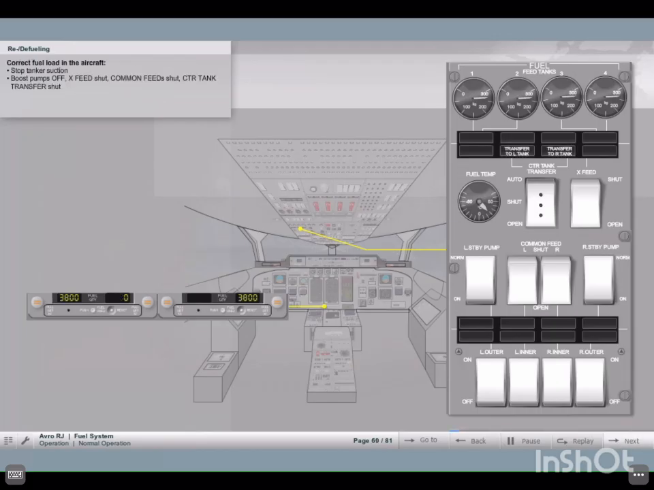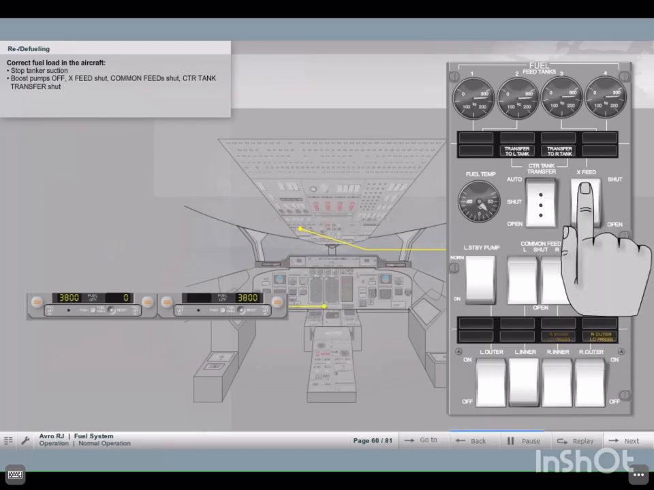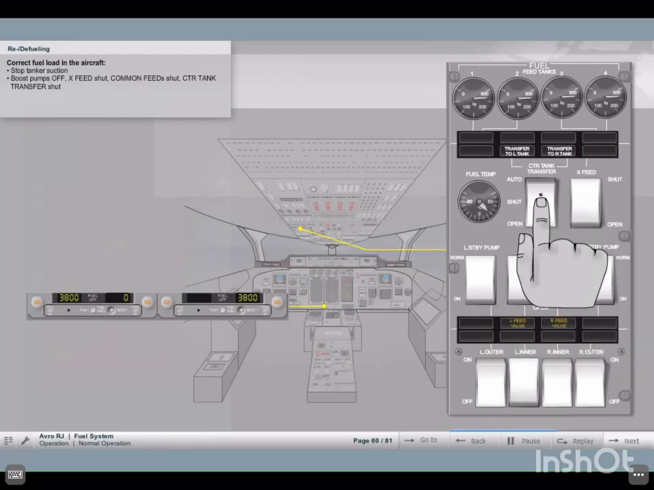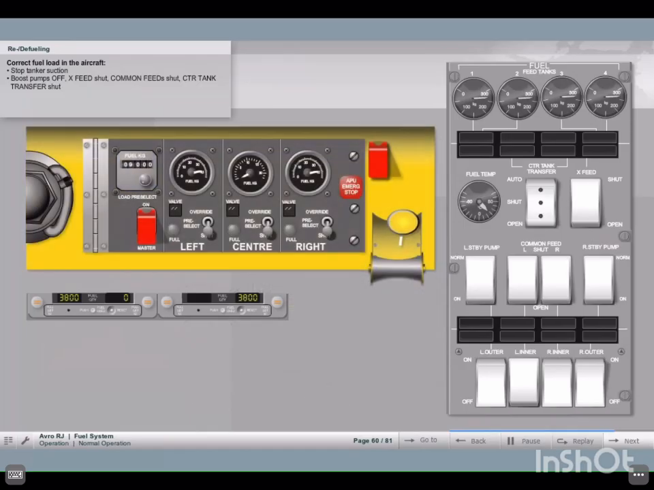When the correct load remains in the aircraft, tanker suction must be stopped. The boost pumps not in use are switched off. Then the crossfeed, common feed, and center tank transfer are all selected shut. The tanker is now disconnected, the defuel valves reset, and the refuel panel door closed. The block on the refuel panel will not allow the door to be closed unless the defuel valve has been correctly reset.